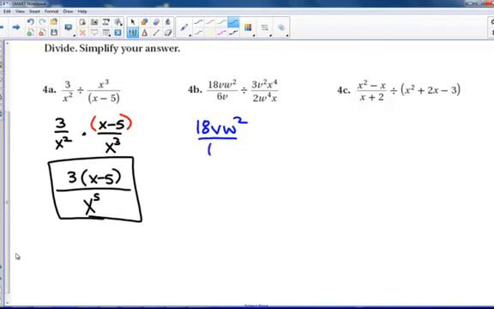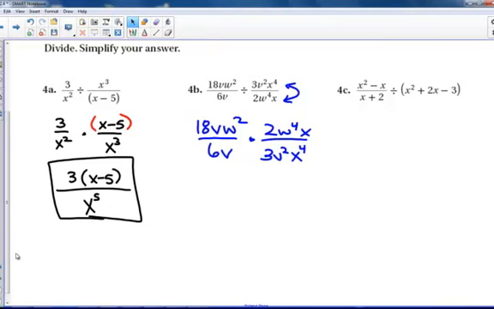18vw squared over 6v times, flip, 2w to the 4th x over 3v squared x to the 4th. There are no pluses or minuses. Nothing is linked here. Anything on top can cancel with anything on the bottom. We could put the top together first and put the bottom together first, or we could start reducing. With the 18 and the 6, I can see right away that a 6 comes out of 18. So that would reduce to a 3 and a 1. And then I see the 3 on top and the 3 on the bottom. I can cancel both of those and make both of those a 1.